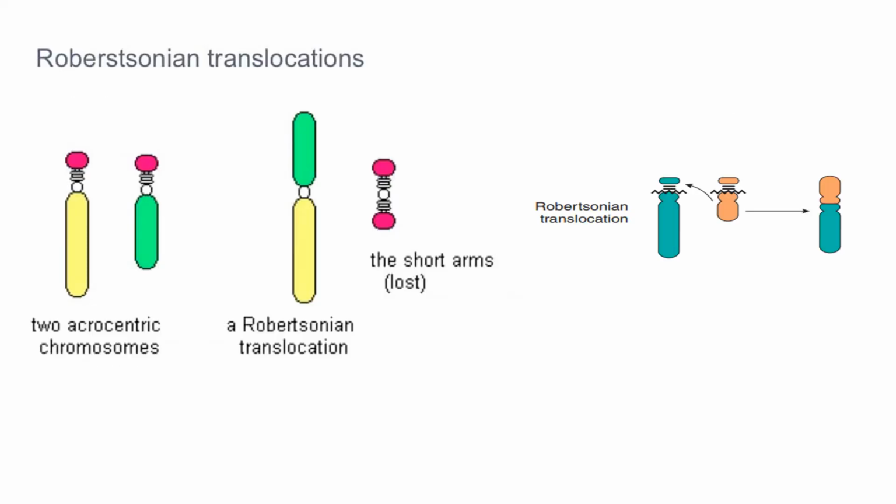This is a photomicrograph to show Robertsonian translocation. Here, break happens near the centromere, and these two segments get fused and these two get fused, as we can see here. There are two short arms in this chromosome and there are two long arms in this chromosome.